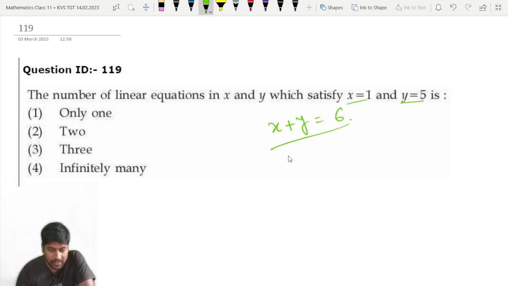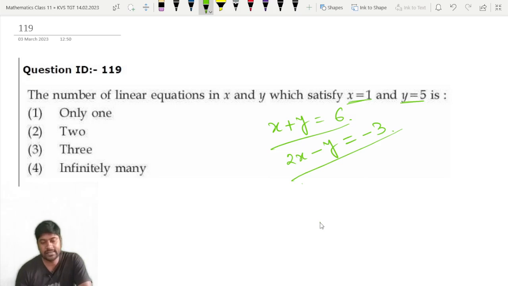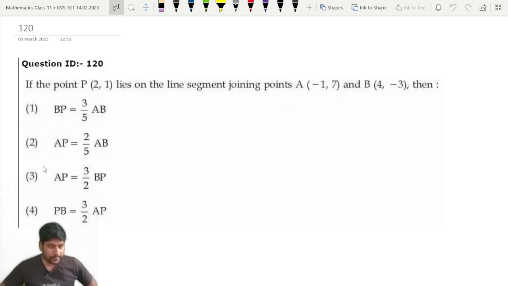Okay, you want one more? I am giving 2x minus y is equal to 2 minus 5, means minus 3. That is also a linear equation which will be satisfied by x is equal to 1 and y is equal to 5. That is the second equation. You can give infinitely many equations like this. So let's move to the next question.